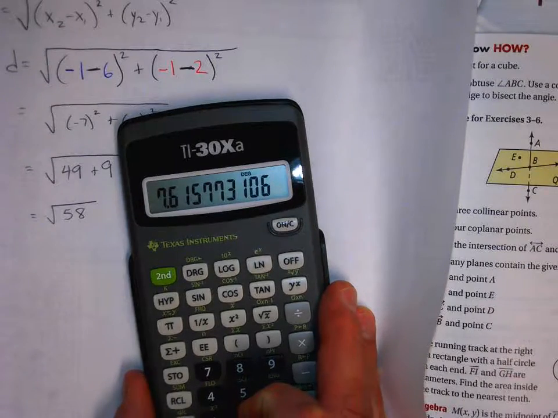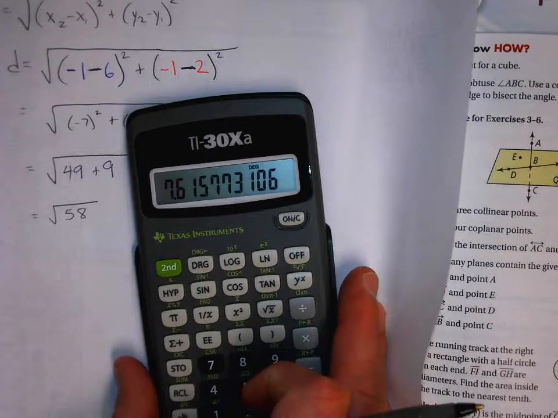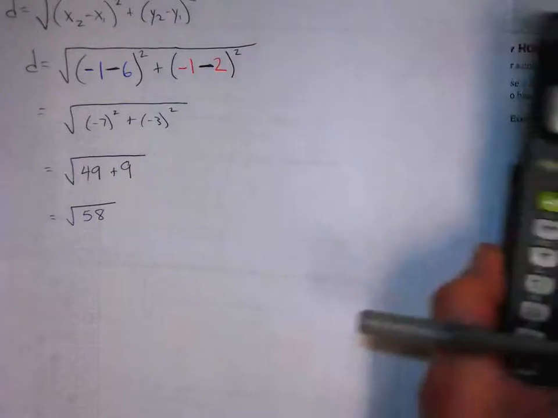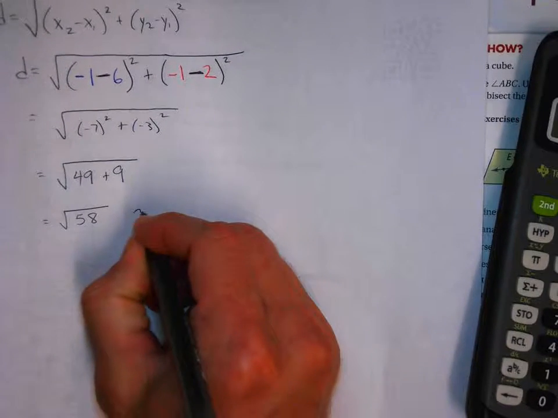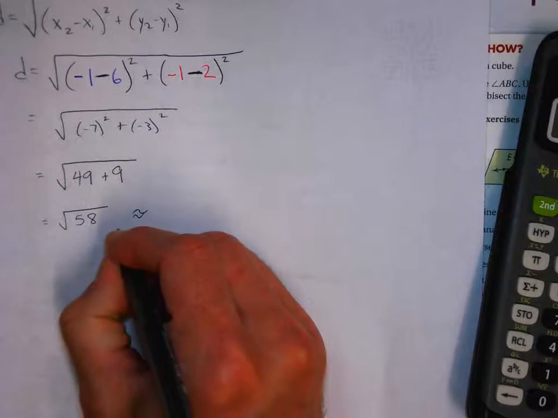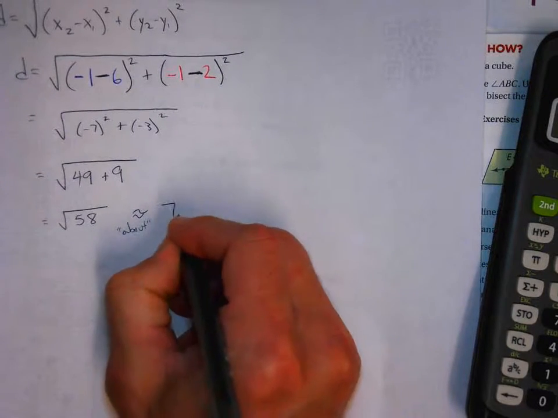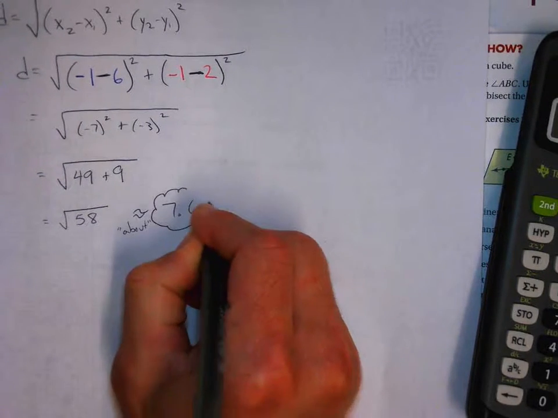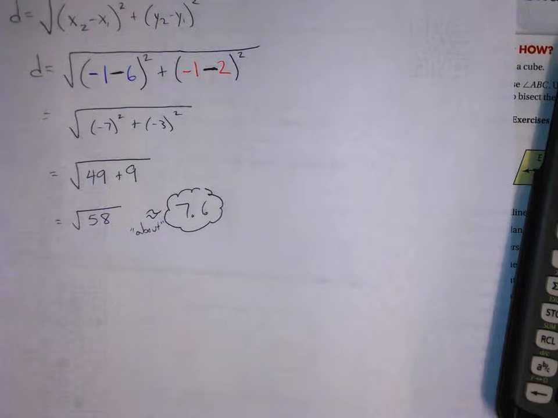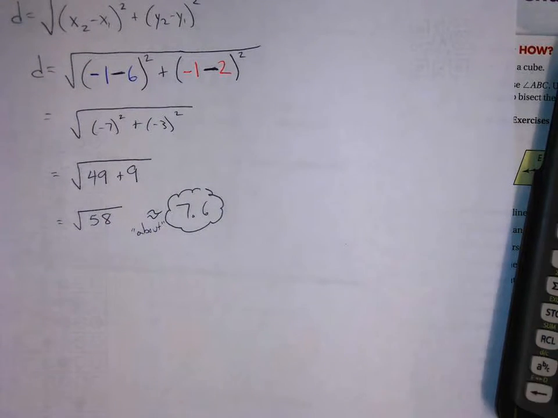7.615. 7.615 rounded is going to be 7.6. So it's going to be about 7.6 units. And that's going to be the distance between those 2 points. And that's the distance formula, and that's how we use it. And you'll see, it doesn't matter which order your x's and y's are in. You're going to get the same thing.